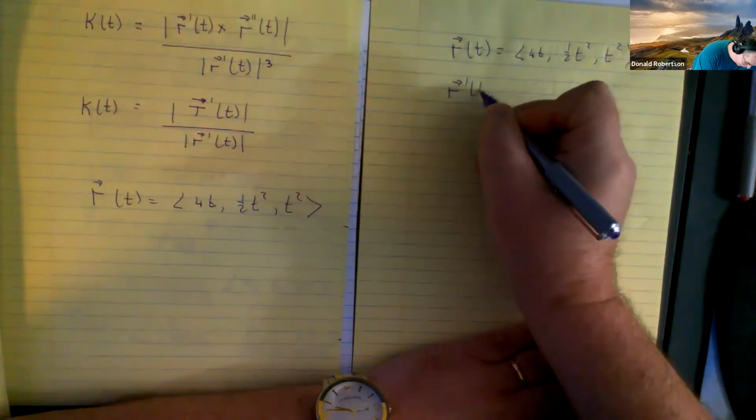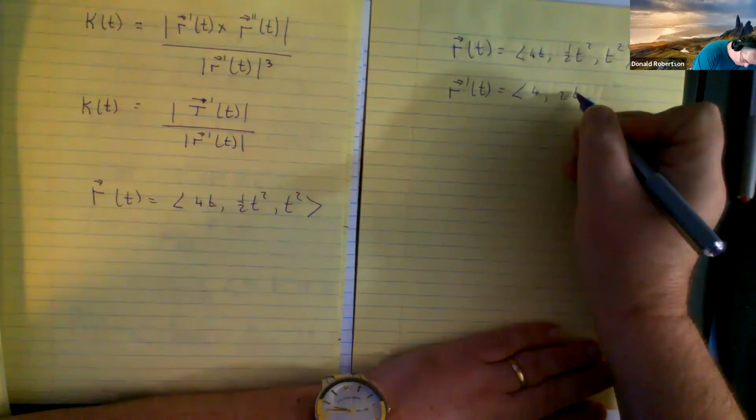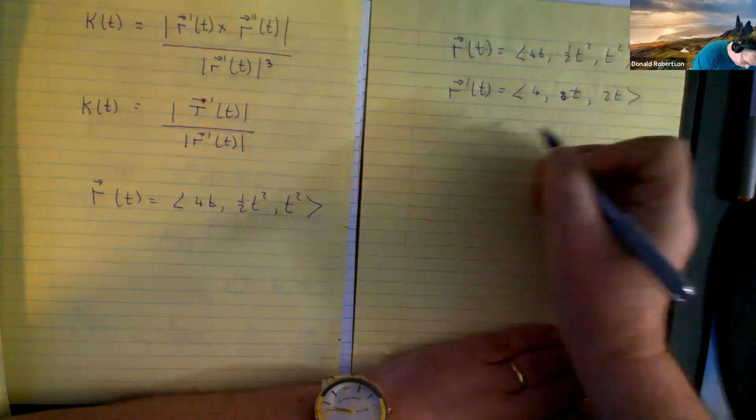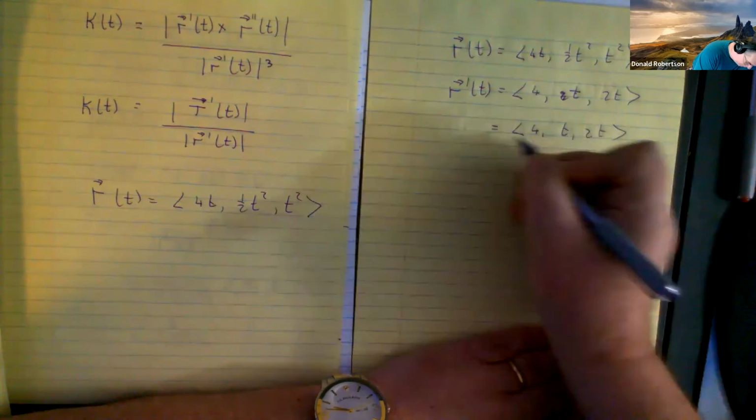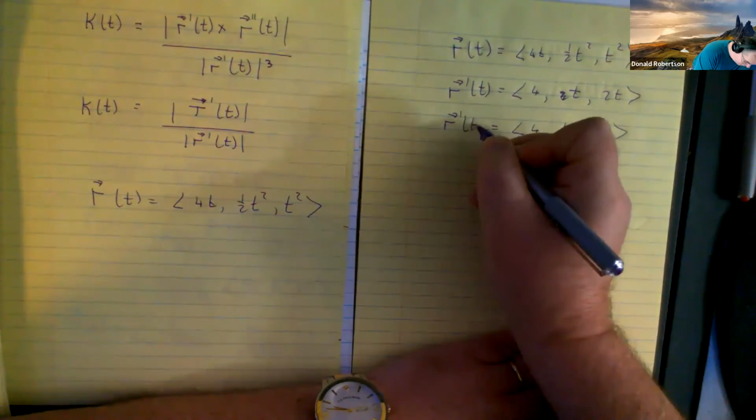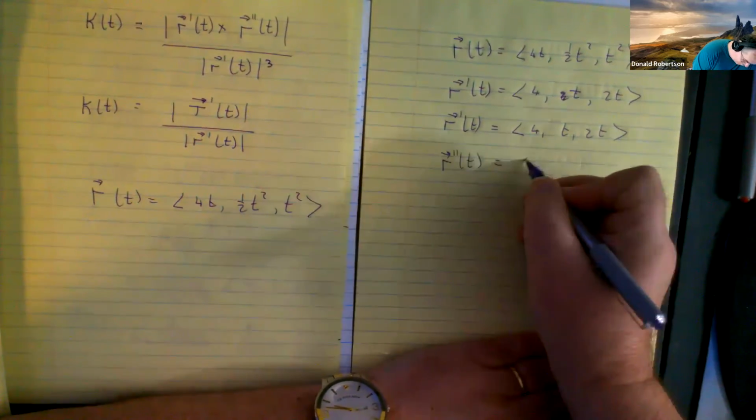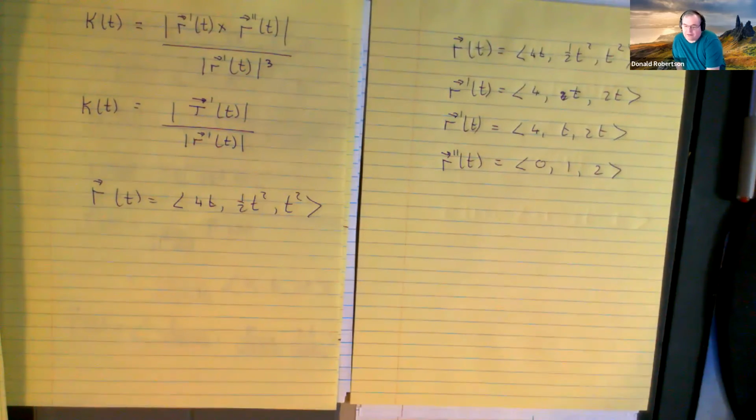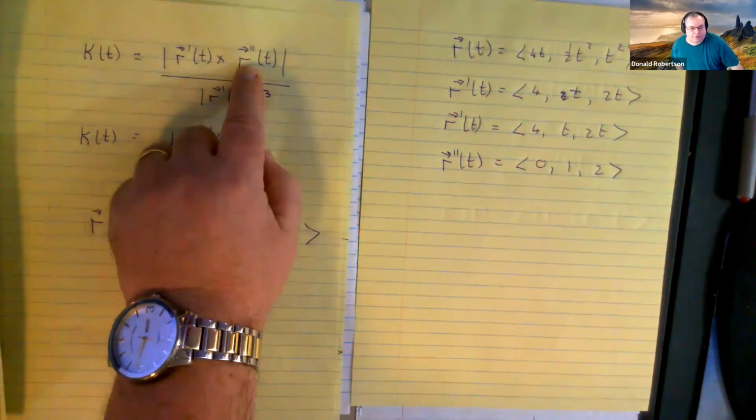You find the first derivative, 4, t, and 2t. I'll write that again. So 4, a t, and a 2t. And you find the second derivative, which is 0, 1, and 2. Would you agree that's a lot cleaner? No weird square roots involved, right? Just differentiate, differentiate. Okay. Cross product coming up.